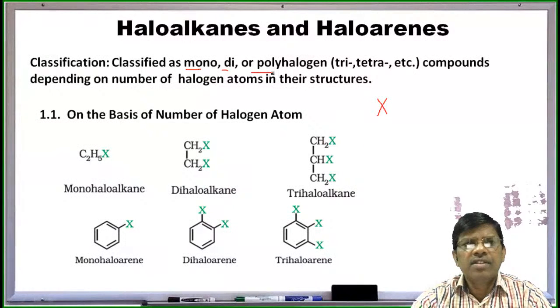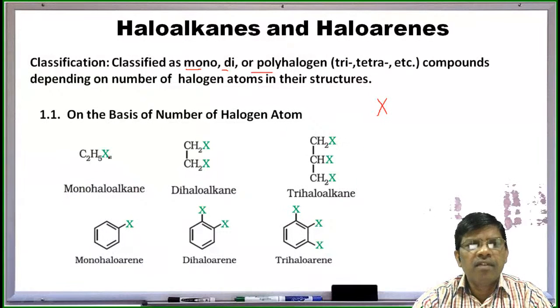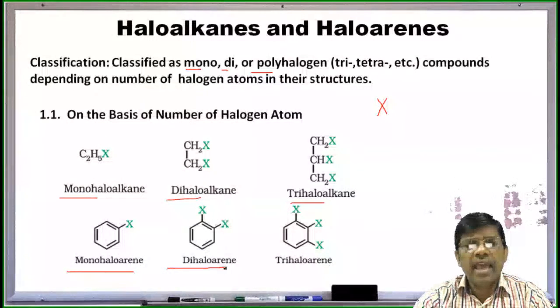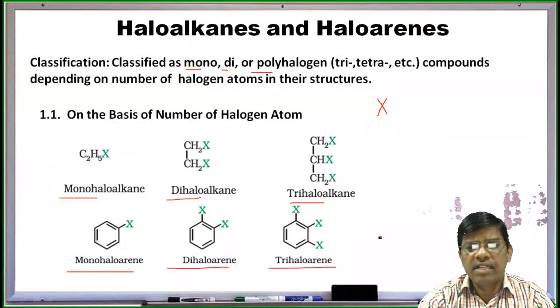Yes students, so it depends on the number of halogen atoms in the structure. For example, this is one halogen, monohaloalkane, dihalogen, dihaloalkane, trihalogen, trihaloalkane. These are alkanes. When it comes to aromatic compounds, this is monohaloarene, dihaloarene, trihaloarene, because it is substituted with trihalogens.